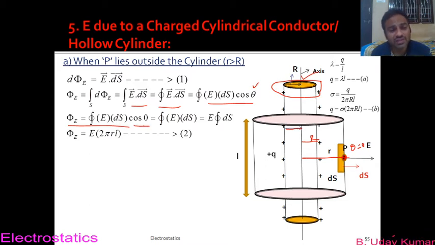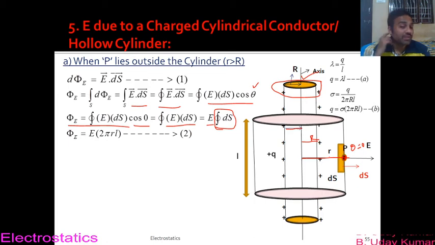But what is cos 0? It is 1. Substitute that. If I substitute it, I get integral E ds, and you just take E outside the integration because it is constant. I already mentioned it. I am not going to repeat it. So if I take E outside, I get E integral ds. So what is integral ds here? Integral ds is the curved surface area of the cylinder.